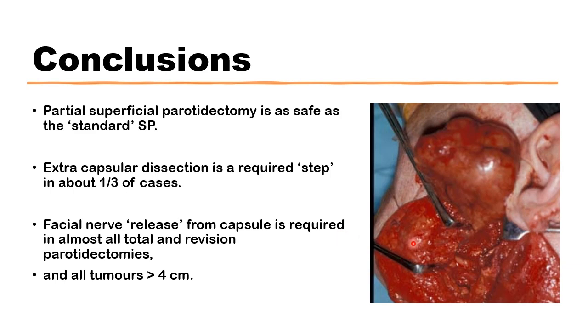And a facial nerve branch, a major branch of the facial nerve, would need to be dissected off this bare capsule in almost all cases of total parotidectomy or revision parotid surgery, and all tumors of a size more than 4 centimeters.